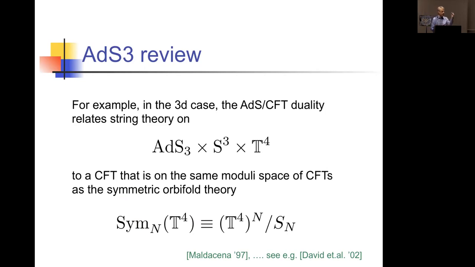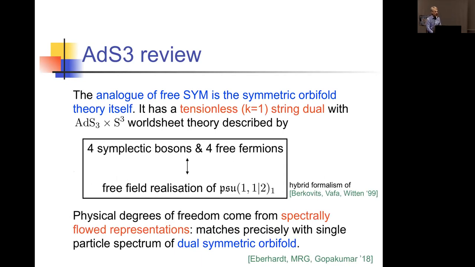The symmetric orbifold of T4 is a specific conformal field theory, but it has exactly marginal operators, so you can move around in a moduli space that is generated by the exactly marginal operators. And the claim is that string theory is dual to one such CFT on this moduli space. Now you can ask, what's the analog of free super Yang-Mills in this context? The almost obvious suggestion is that the analog of free super Yang-Mills should be the symmetric orbifold theory itself. Because you see, the symmetric orbifold theory is the theory of 4N free fermions and 4N free bosons modulo some global symmetry. So you would think that this is the analog of free super Yang-Mills.